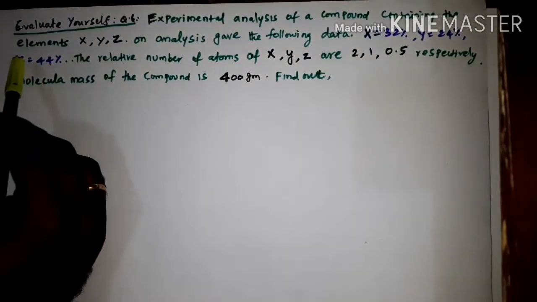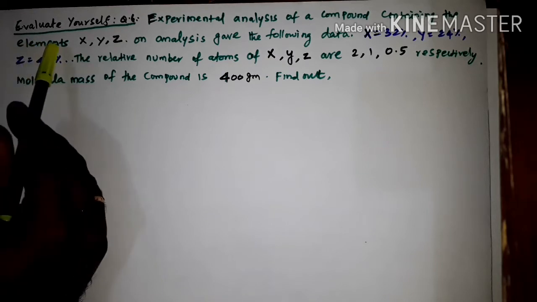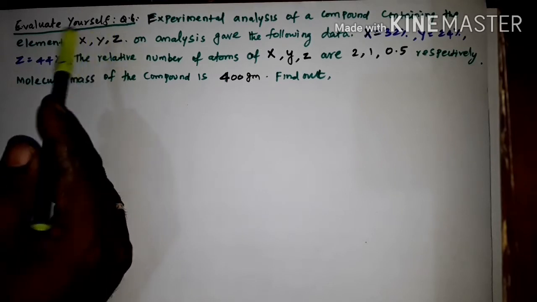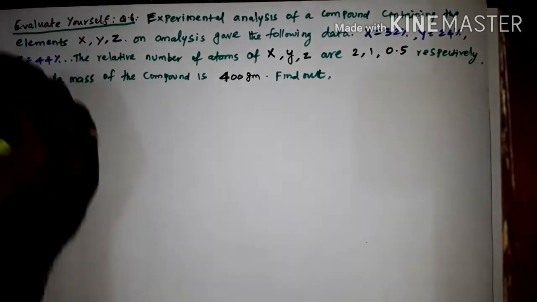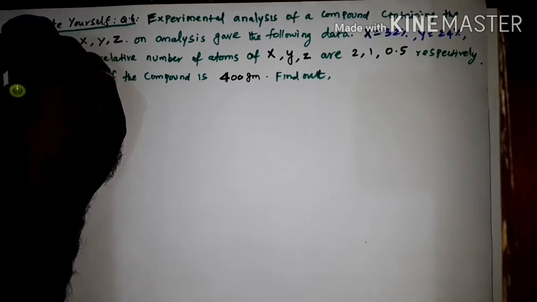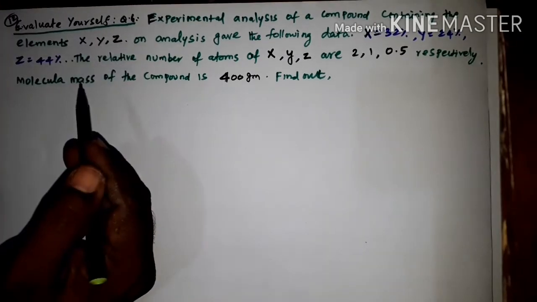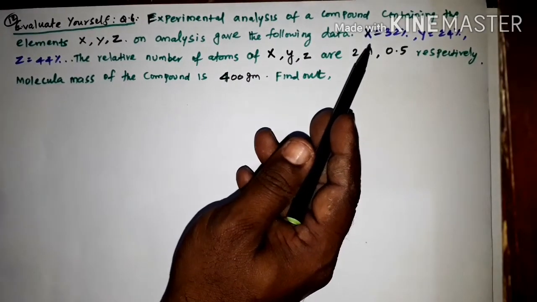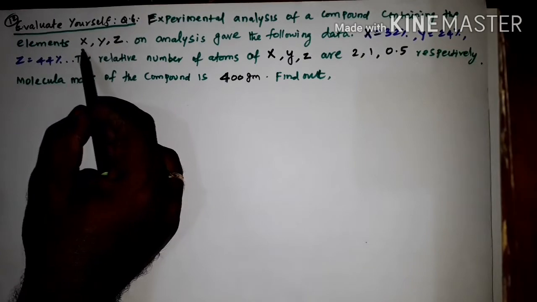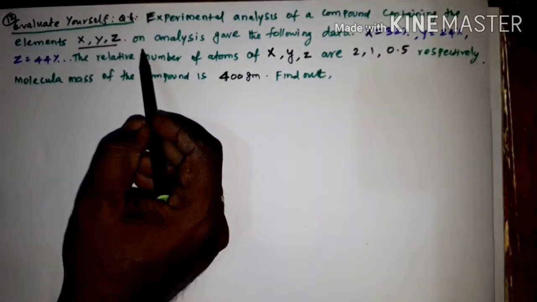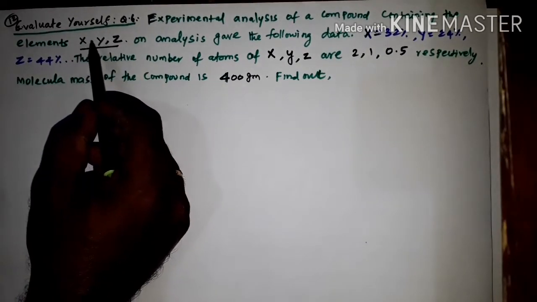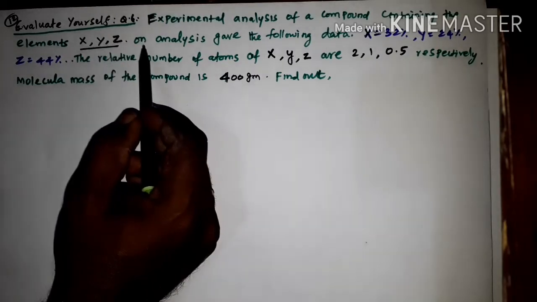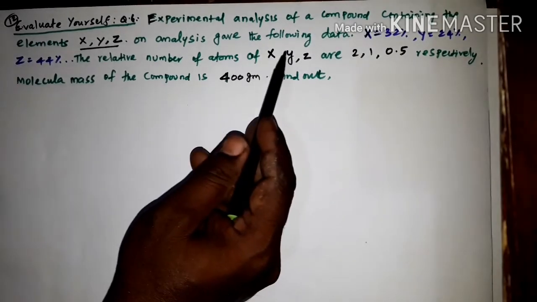This question is from your textbook, Evaluate Yourself, question number 6. The page number is 12. So this question is present on page number 12 in unit 1. See, experimental analysis of a compound containing the elements X, Y, Z. So there are 3 elements: X, Y and Z. There are 3 elements present in the compound. On analysis it gave the following data.